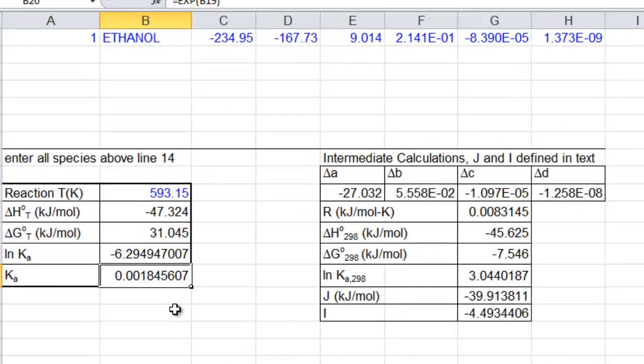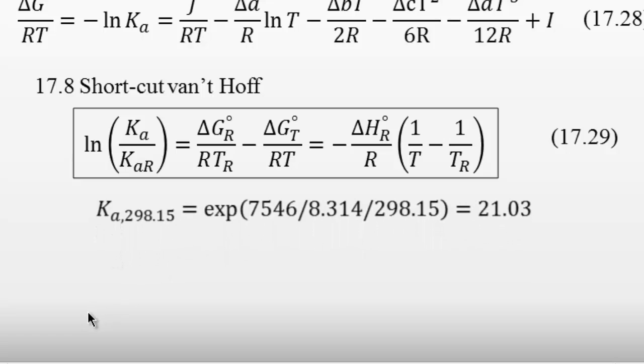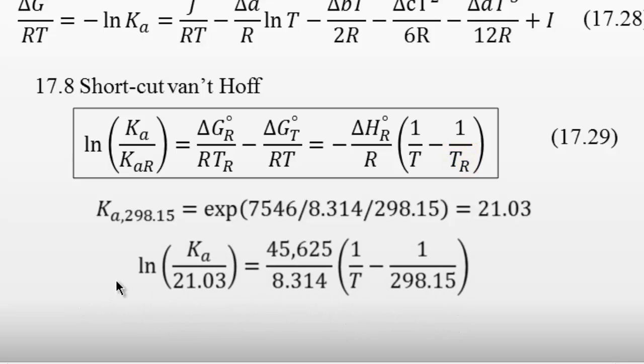Now, very often, you will be doing your own hand calculations using the shortcut Van't Hoff, and it can be a very good approximation. We can calculate the equilibrium constant at the reference point of 298.15 Kelvin, and we can insert that value here, and we can use 298.15 for the reference temperature. This allows us then to calculate the equilibrium constant very quickly at any other temperature.